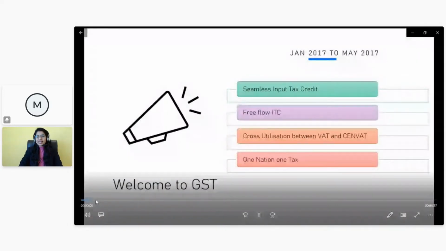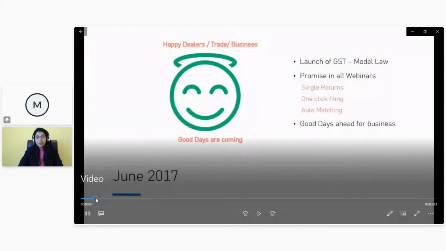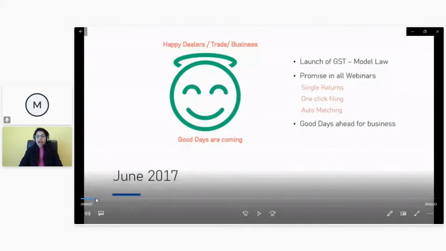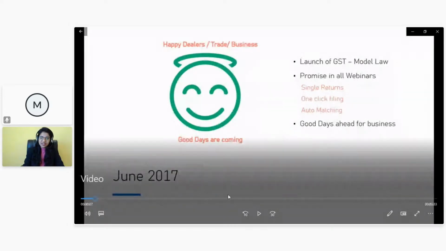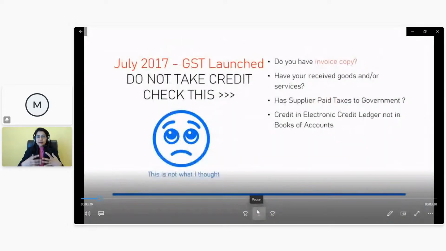So now, what exactly had happened? Everyone was very happy. Okay, now we are going to have the GST. There was a single return, one-click filing, automatic, and obviously the good days are ahead for businesses. But now, this is about GST.